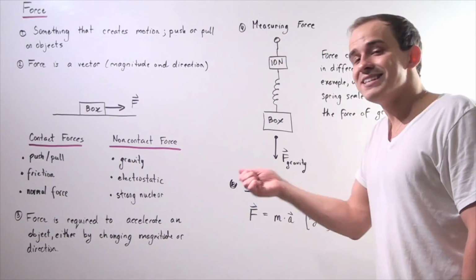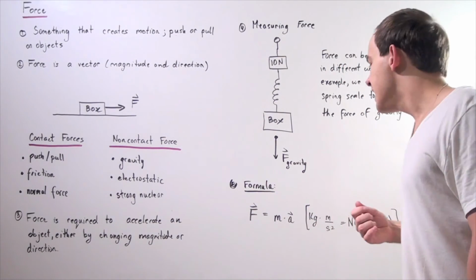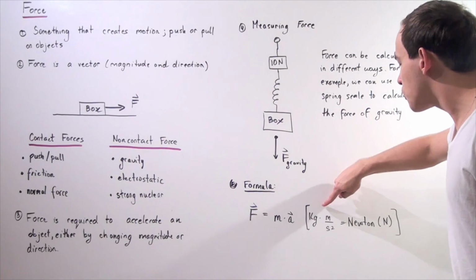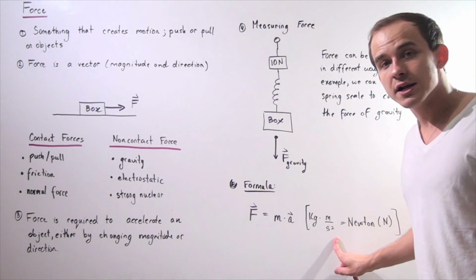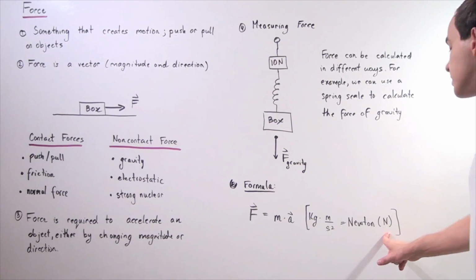Now, the formula for force is shown here. So force is equal to the mass of the object multiplied by our acceleration, and the units are kilogram times meter per second squared. And this is known as a Newton, given by a capital letter N.